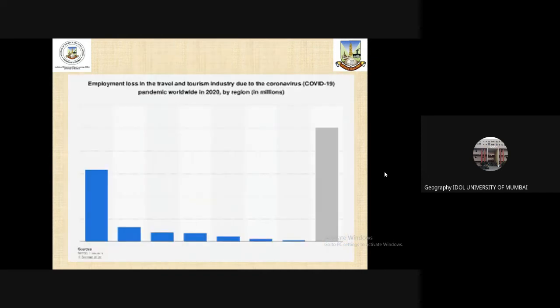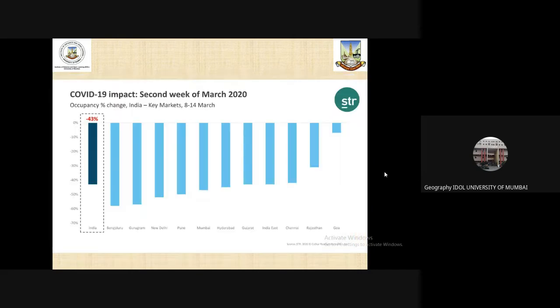Now, if you talk about employment loss, a huge amount of employment loss was observed post COVID and during the COVID pandemic worldwide in the year 2020. The COVID impact in the second week of March 2020 shows minus 43 percent change as far as occupation is concerned in India. So that's a major problem.